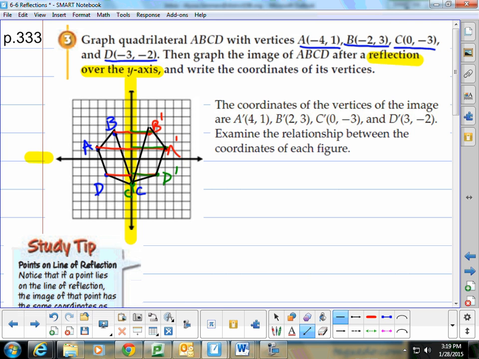Notice same shape, same size. They are congruent. It's just rotated or reflected or flipped over. So again, notice our new coordinates and what is the relationship of them in comparison to our original coordinates. Look at x, look at y, and make the comparison, remembering that we flipped over the y-axis this time around.